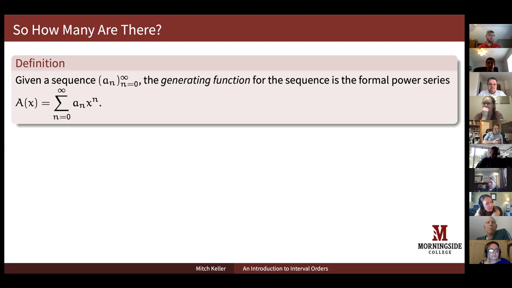I'm not going to assume that everybody knows what a generating function is. So now here is a formal power series, right? So I don't care if this thing converges. I'm not going to put a number in for X. X is a formal symbol. But I have a sequence, and I'm just going to write these down as the coefficients on X to the n. So there is a sequence that is the number of interval orders on n points. A sub n is the number of interval orders on n points. So we can write down a generating function for that sequence.